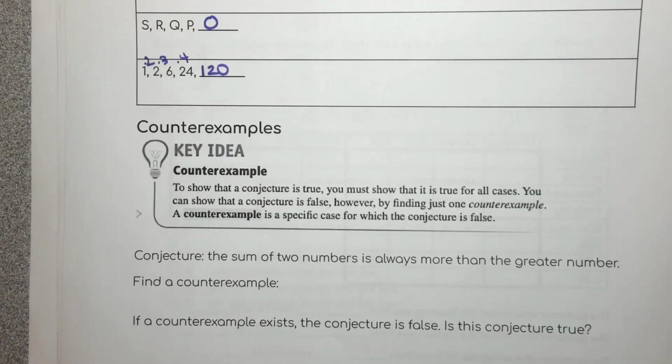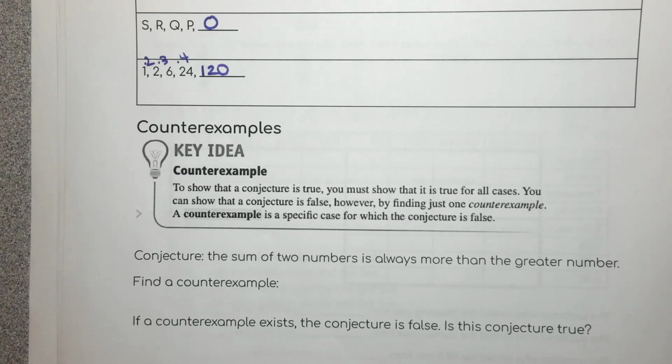All right, after that, it says a counterexample. To show that a conjecture is true, you have to show it's true for all cases. If we're trying to show that a conjecture is false, we only have to show it once using a counterexample. So this is where proofs are going to come in after our quiz. But in order to say something is true, it has to be true for every single case.